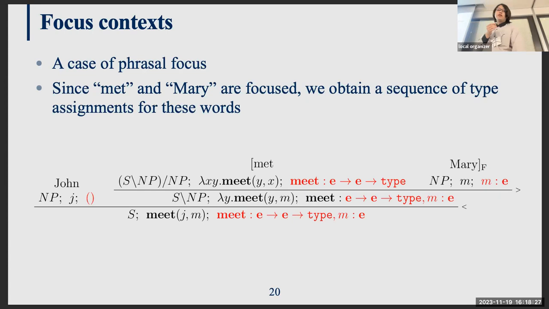Let's see a case of greater focus. Since Matt and Mary are focused, Matt is assigned this focus context, and Mary is assigned this focus context, and John is not focused, so it is assigned an empty sequence. As a result, we get this sequence of type assignments for the sentence "John met Mary."